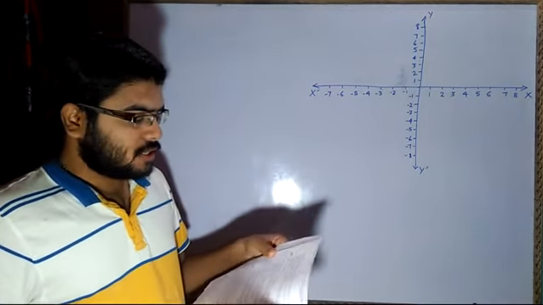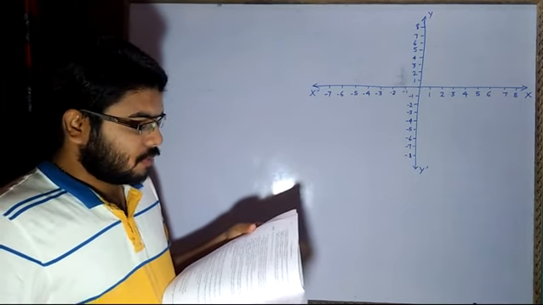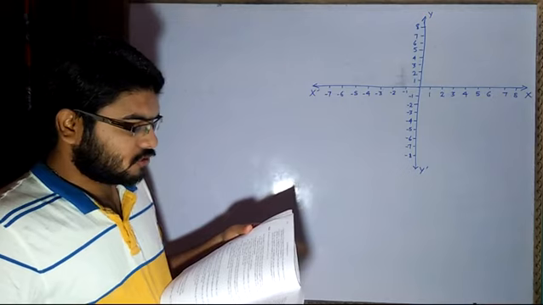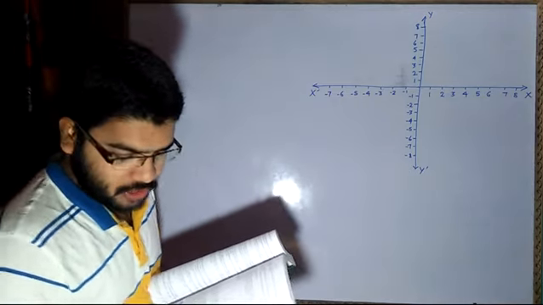Now, question number 9 says to use graph paper for this question. Plot the point -2, 3. Point P (-2, 3) using 1 centimeter is equal to 1 unit.